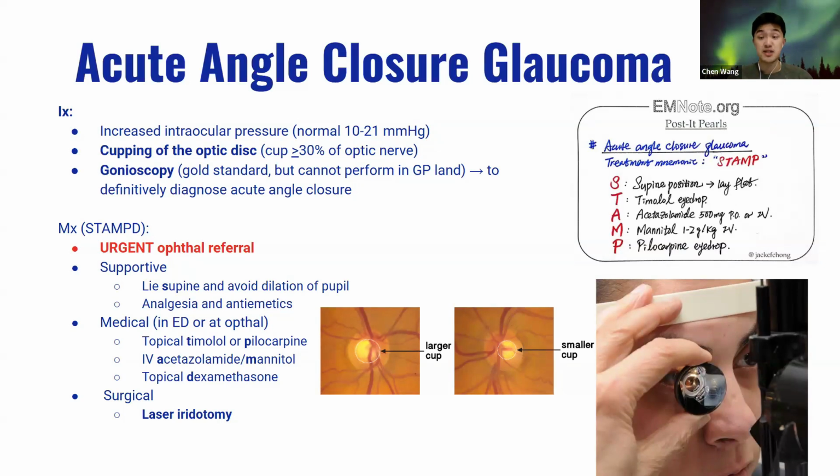The definitive management is surgical. So basically, the ophthalmologist in the clinic will use something called laser iridotomy, basically creating a little hole in the iris using a laser, which is pretty cool.